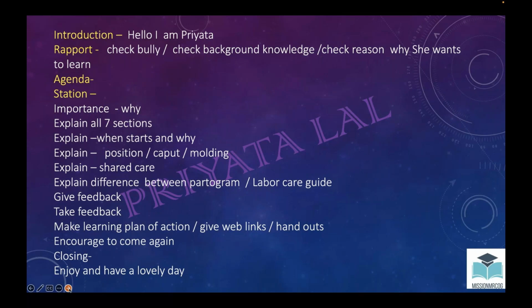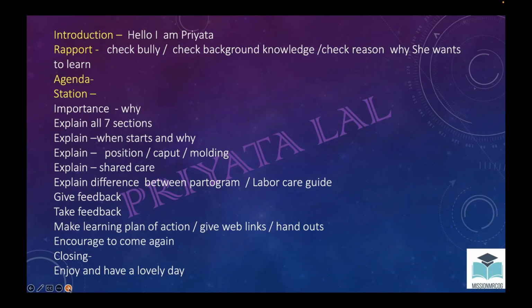Then just set some agenda. So in today's session, I'll be speaking about the labor care guide and its importance. I'll explain all sections of it and what is the difference between partogram and labor care guide. How does that sound to you? And if I'm not clear at any moment of time, you can stop me, isn't it? Now let me start with the importance.